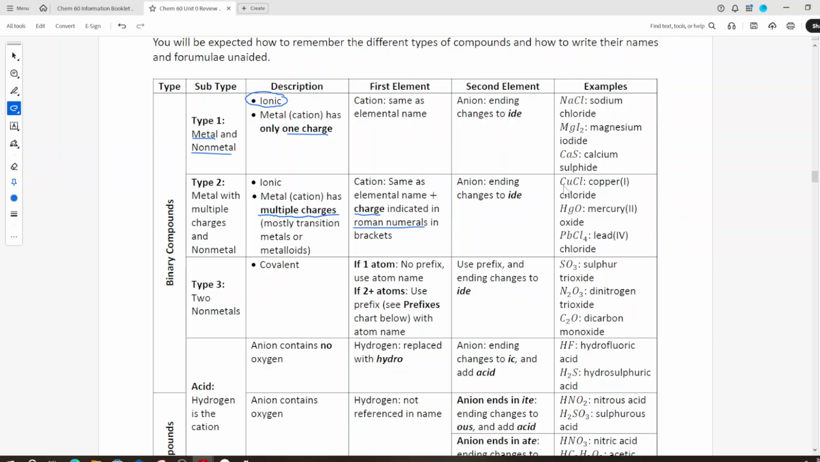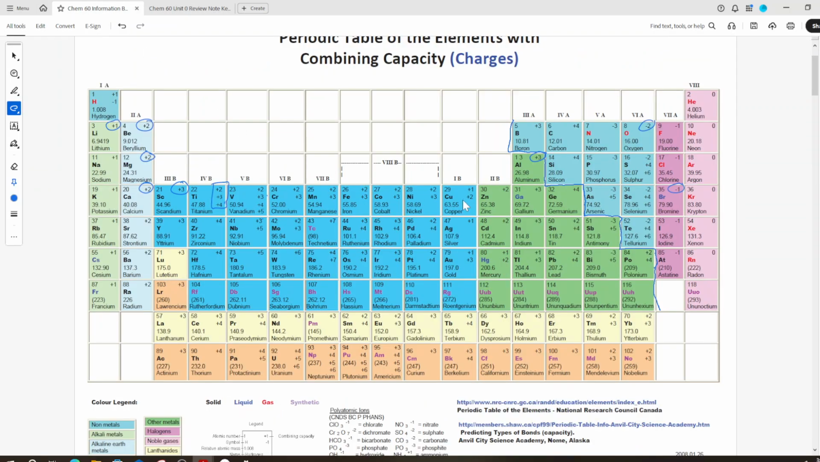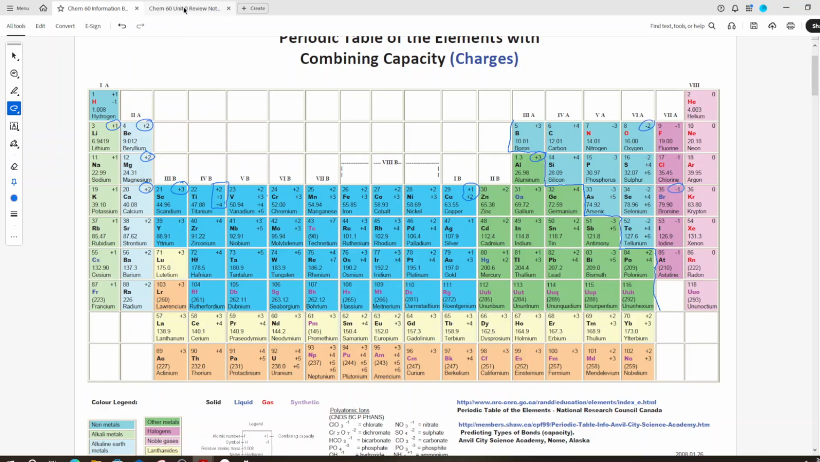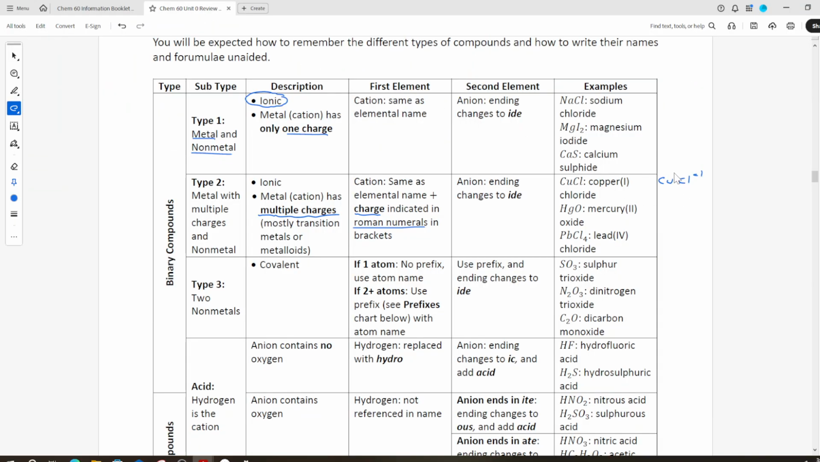So for example, if you have copper and chlorine, if we look on our formula sheet or data package or information booklet or periodic table, copper has two choices, +1 or +2. So then you have to look at this and go, okay, is this a 1 or a 2? Well, how would you figure it out? What you'd have to do is look at the charge on chlorine. Chlorine has a -1 charge if you look it up on the periodic table. And so since there's no subscripts, that must mean that it was a copper +1. And so this would be copper 1 chloride.